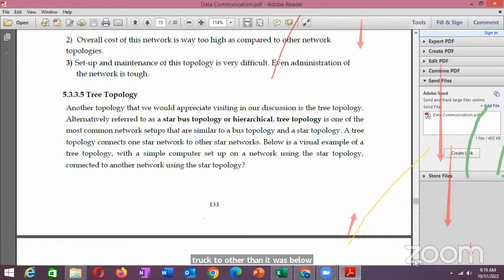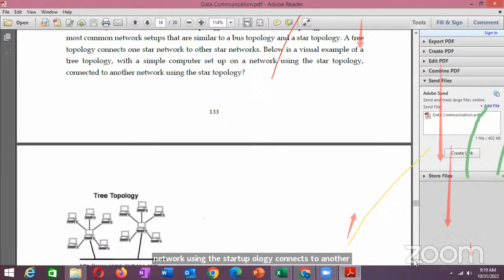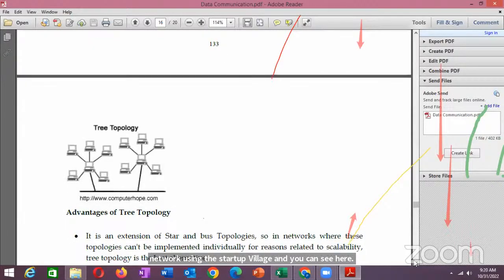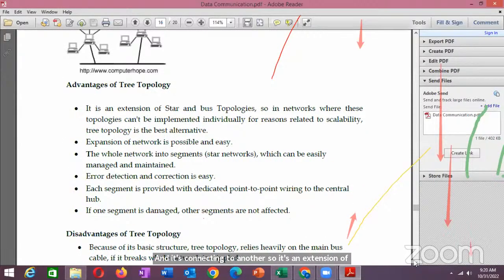Below is a visual example of a tree topology, with a simple computer setup on a network using the star topology connecting to another network using the star topology, and you can see it here. So this is what we call the tree, and it's connecting to another. So it's an extension of the star and bus topology. In networks where topologies can be extended individually for reasons related to scalability, tree is the best alternative. Expansion of the network is possible and easy.